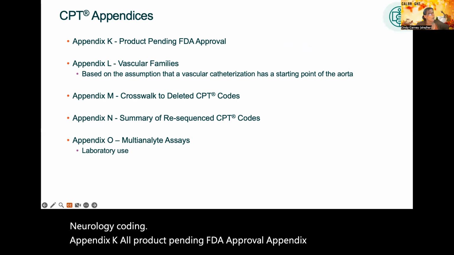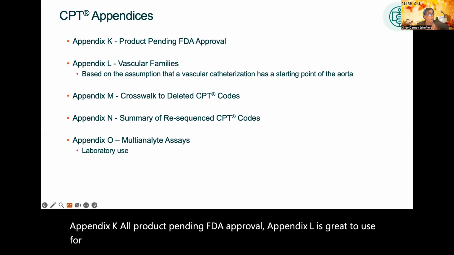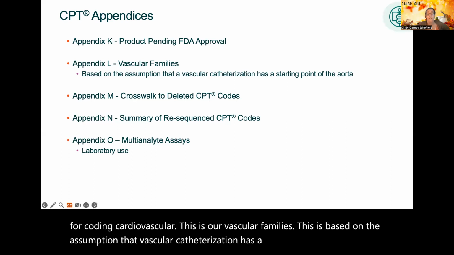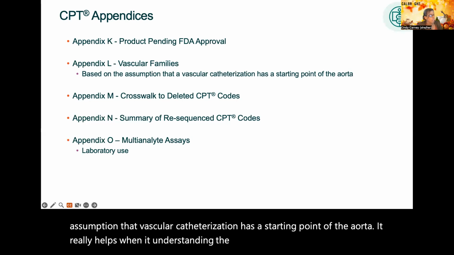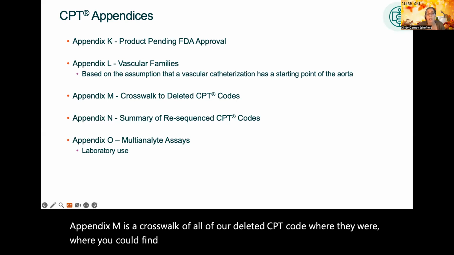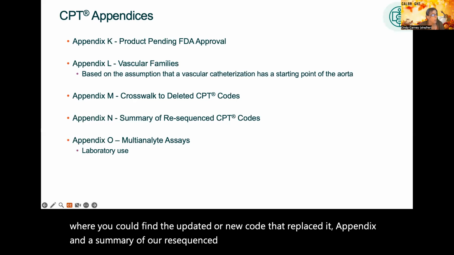Appendix L is great to use for coding cardiovascular. This is our vascular families. This is based on the assumption that vascular catheterization has a starting point of the aorta. It really helps when understanding the branches. Appendix M is a crosswalk of all of our deleted CPT codes where you could find the updated or new code that replaced it. Appendix N, a summary of our resequenced CPT codes.